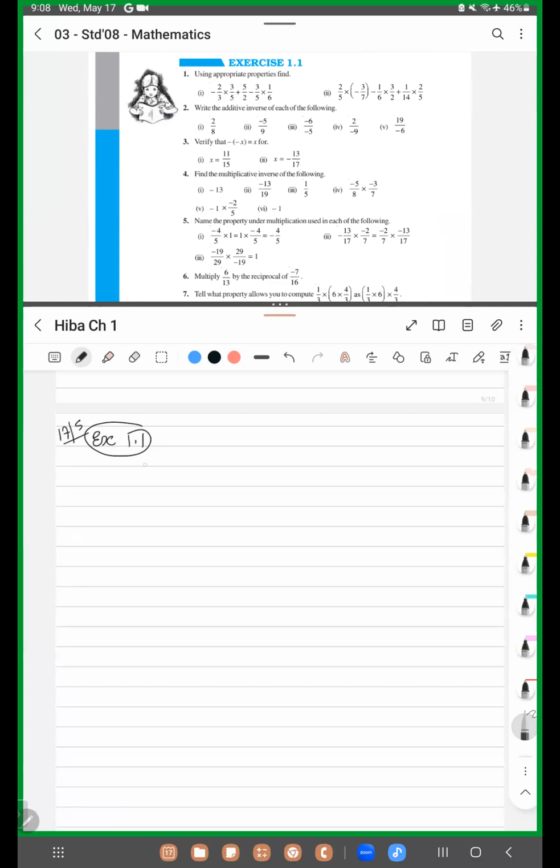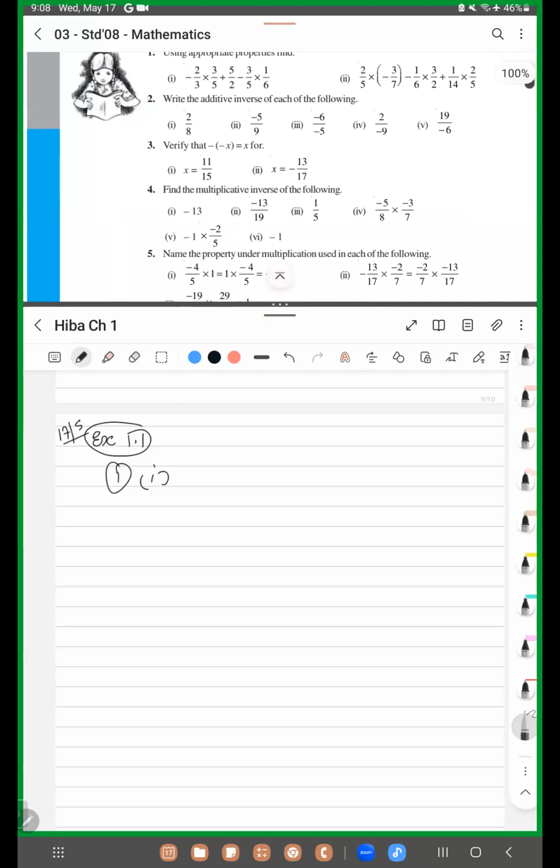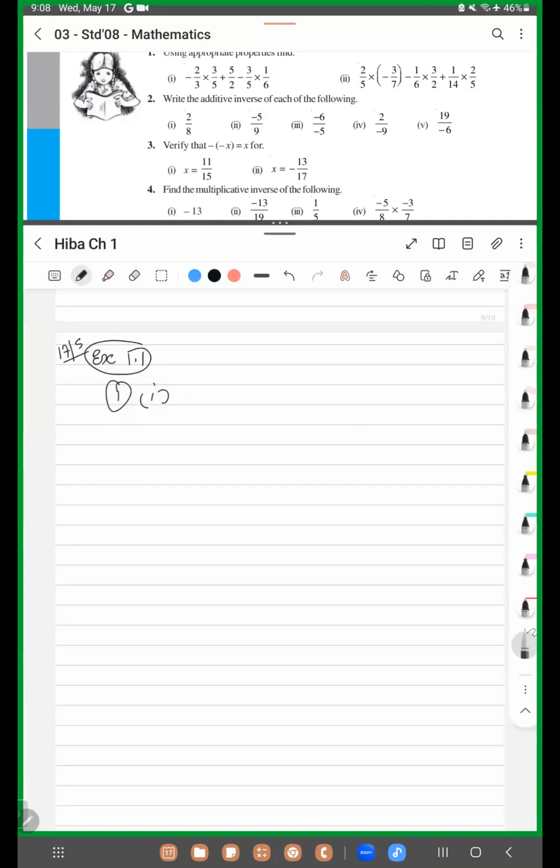Question number 1, part 1. Can you show another example other than this question? Do you want me to show it to you from the test? Yeah. Okay, so we'll do one of them from the test. Okay. So we'll do this one.